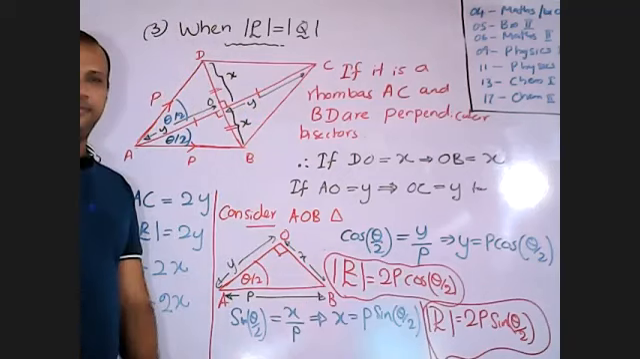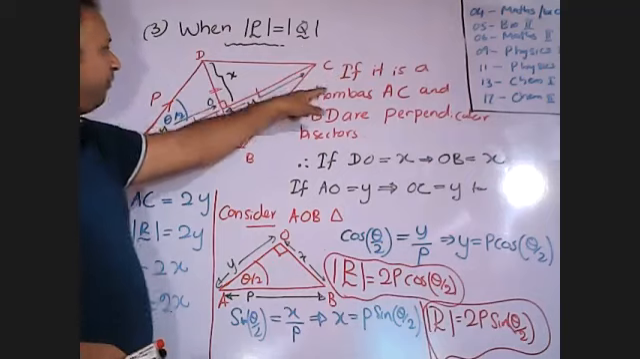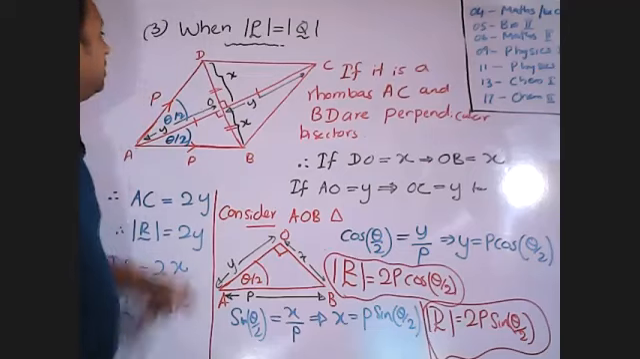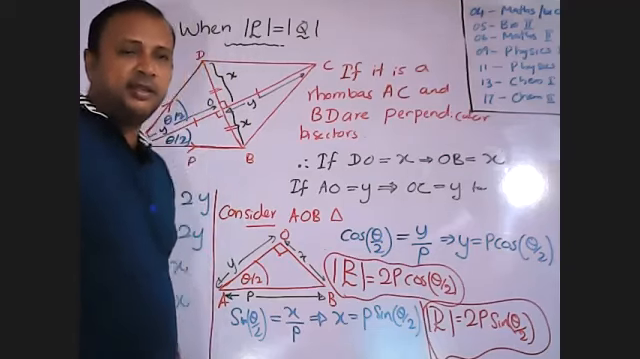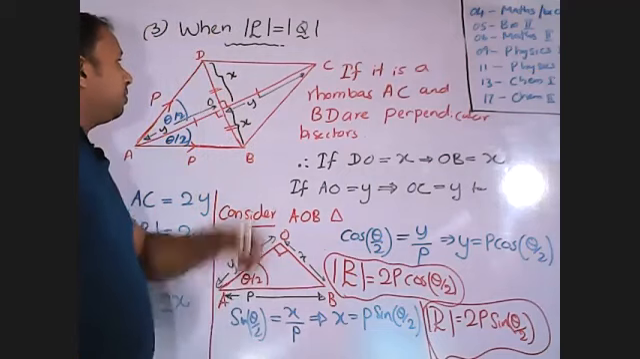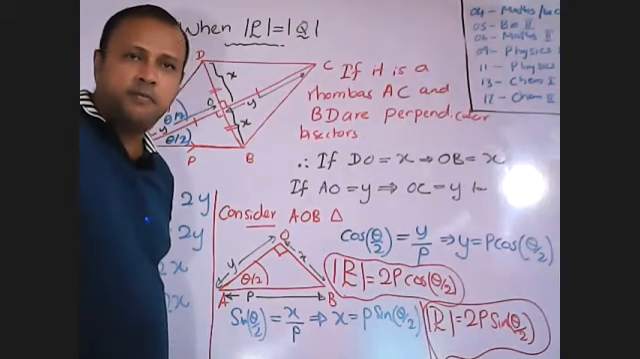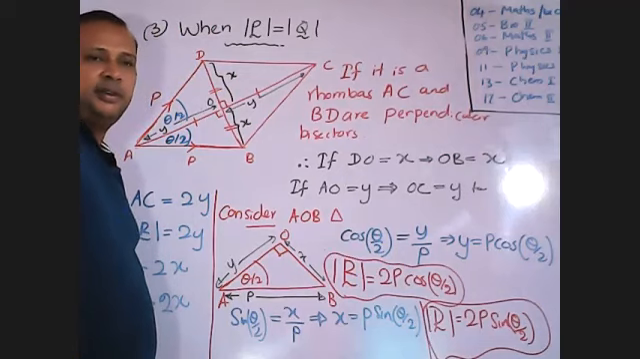Okay. Write down this thing. So when p equals q, if the modulus of p is equal to the modulus of q, the parallelogram should be a rhombus.